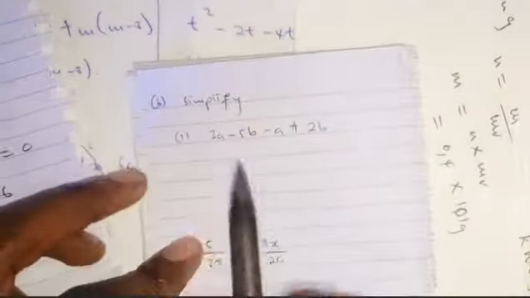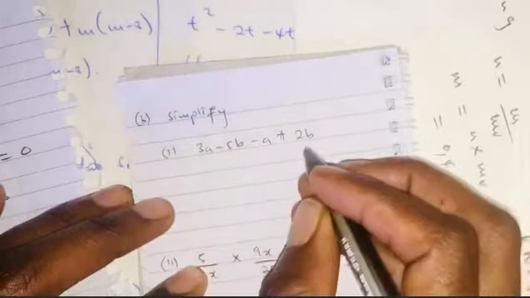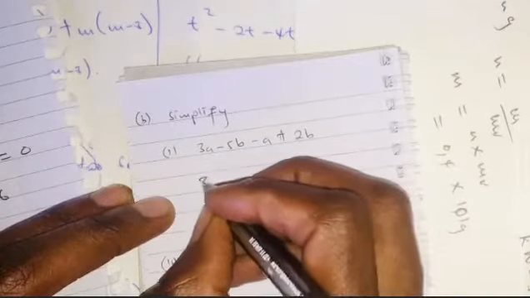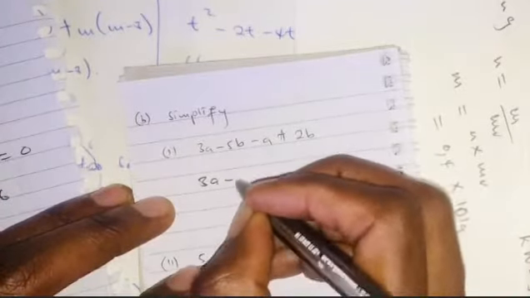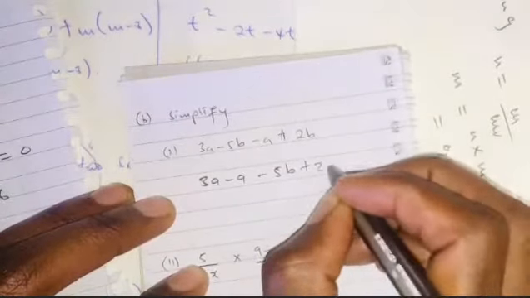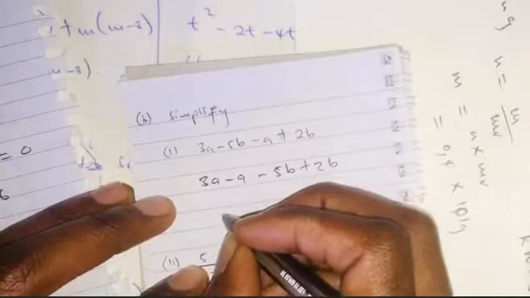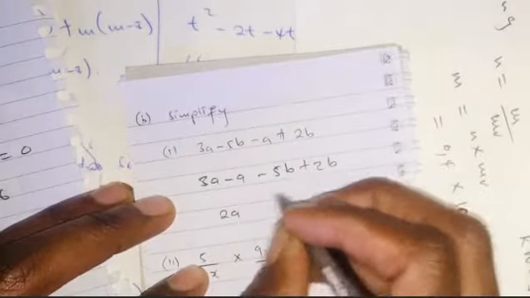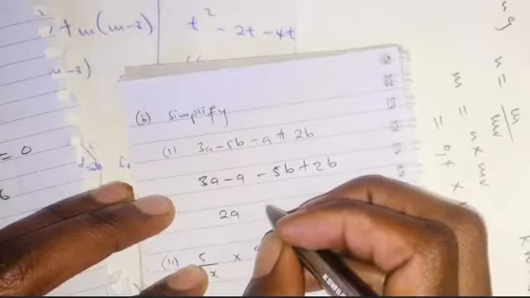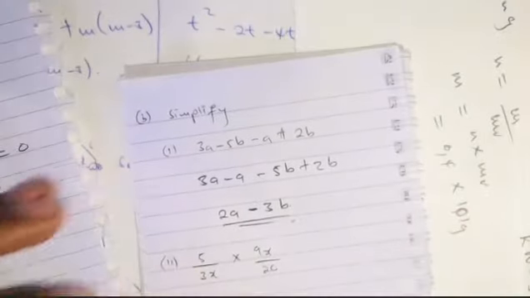Then we get onto this one. It says simplify that one. So to simplify this one, terms in A and terms in B, group like terms together. 3a minus a minus 5b plus 2b. 3a minus a, that's equal to 2a. Then minus 5b plus 2b is equal to minus 3b. So that's it.